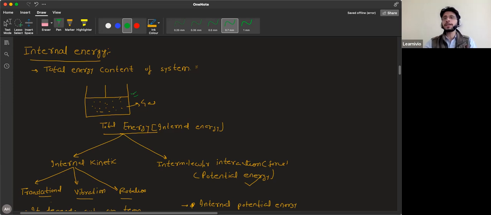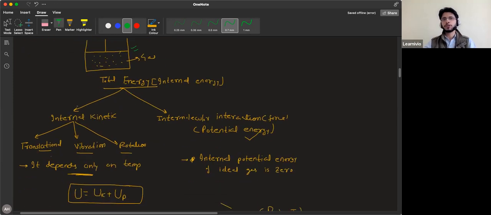You can further divide kinetic energy into many categories. The gas molecules can move in a straight line, so they can have translational energy. The gas molecules can rotate, so they will have rotational energy. The gas molecules can vibrate, so they can have vibrational kinetic energy. Or gas molecules can exert force on each other, and due to that force, the energy will be potential energy. So internal energy can be internal kinetic, or it can be internal potential. Internal kinetic energy can be translational, vibrational, rotational.